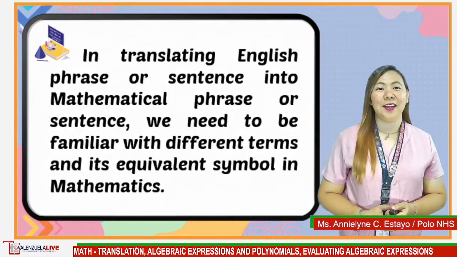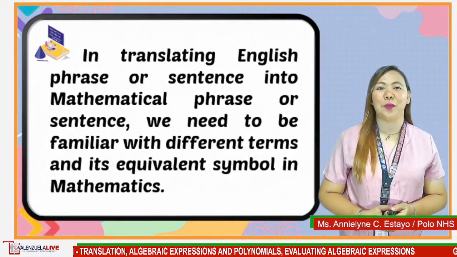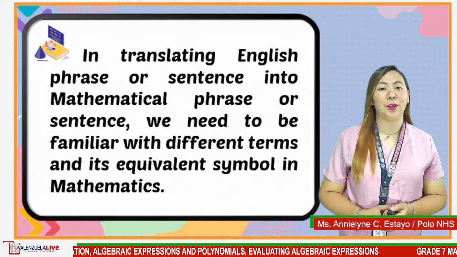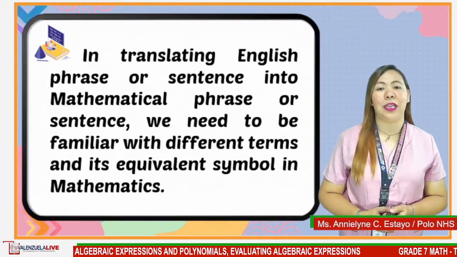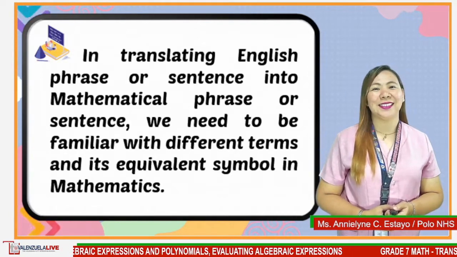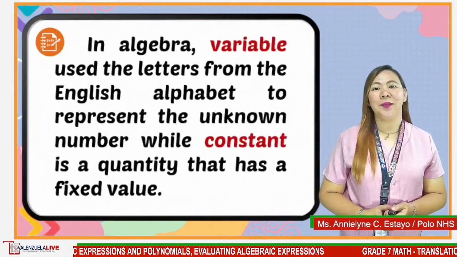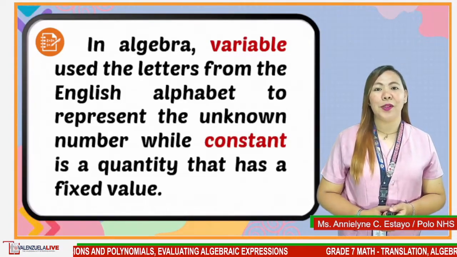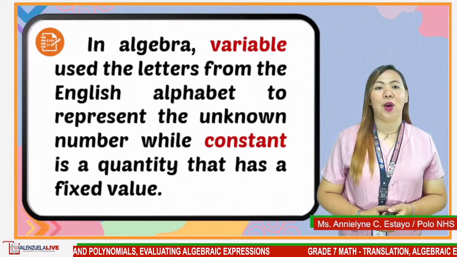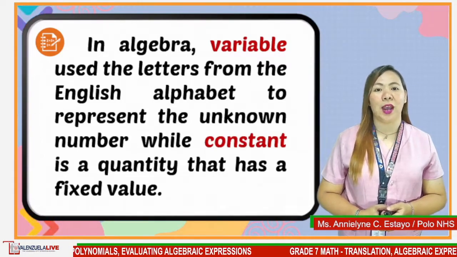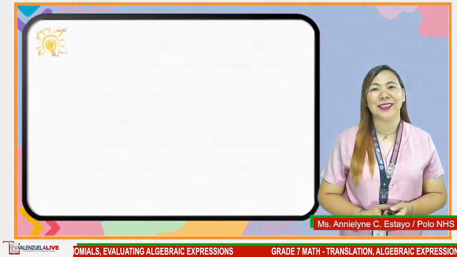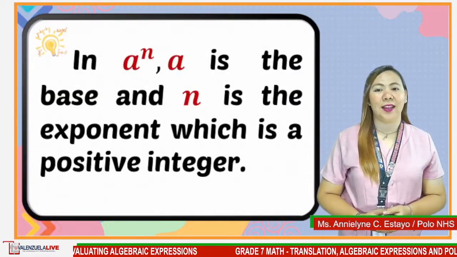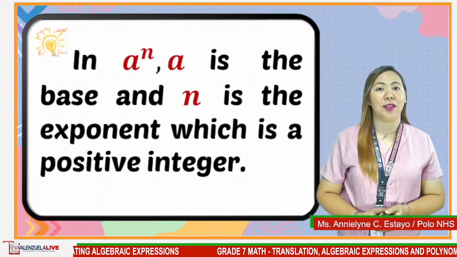In translating English phrase or sentence into mathematical phrase or sentence, we need to be familiar with different terms and its equivalent symbol in mathematics. In algebra, variables use the letters from the English alphabet to represent the unknown number, while constants are quantities which have a fixed value. In a raised to n, a is the base and n is the exponent, which is a positive integer.